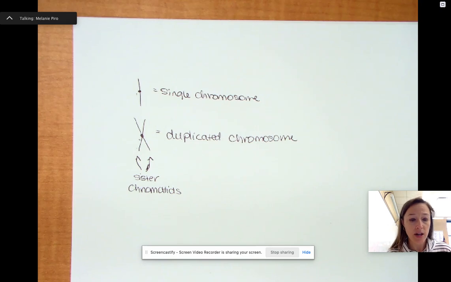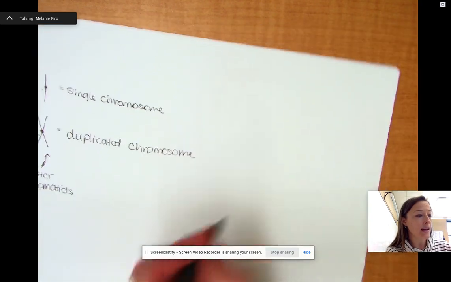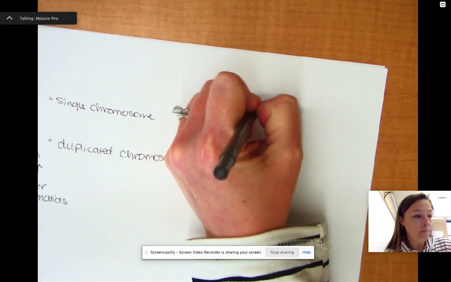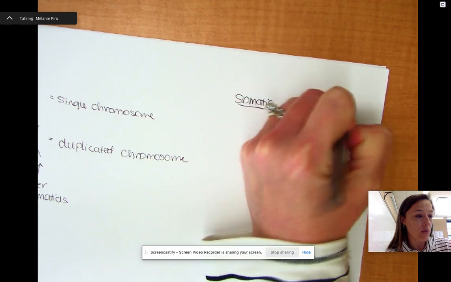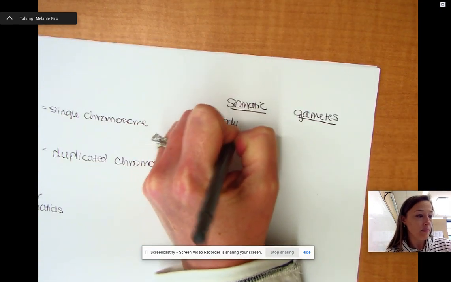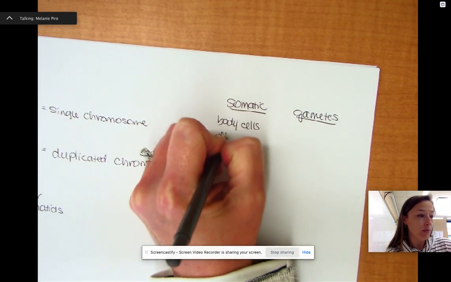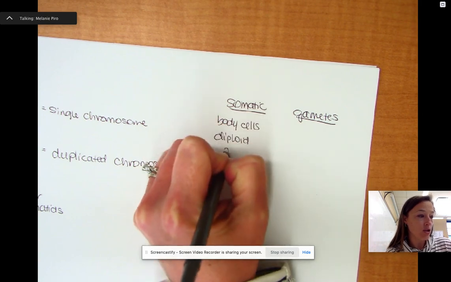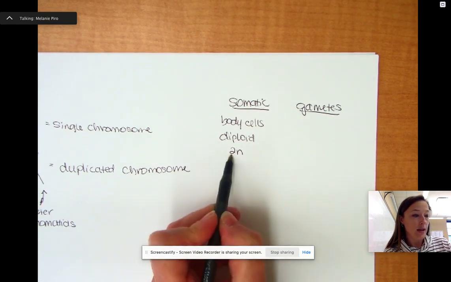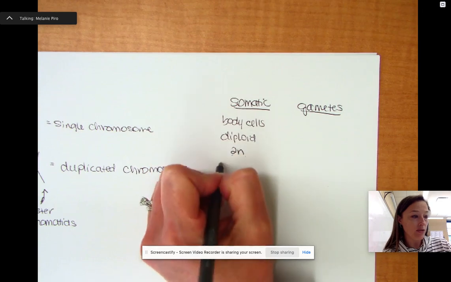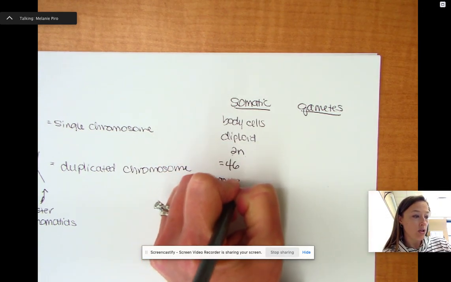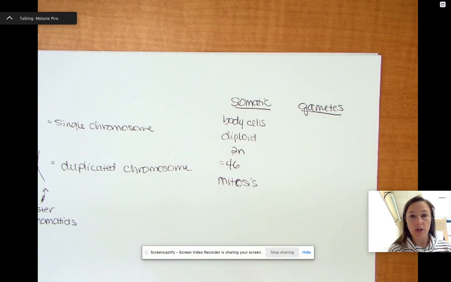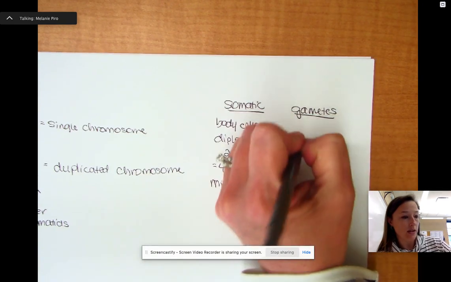All right, I can compare and contrast somatic cells and gametes. Somatic cells, soma means body, and gametes are your sex cells. So these are your body cells. They are what we say diploid. Diploid because they have two, di means two. So they have two copies, two N, which for humans is 46 chromosomes. And these things are going to reproduce by mitosis. You're going to make more body cells by mitosis.